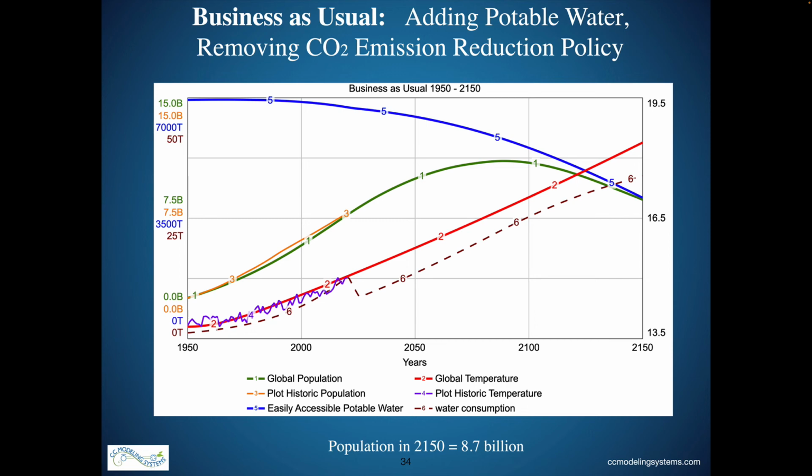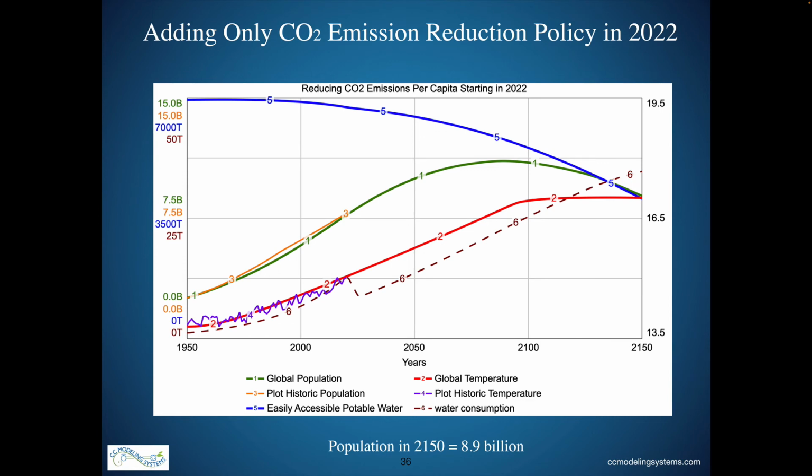This business as usual graph has global population in 2150 at 8.7 billion people and falling. This graph just shows the UN population projection for 2050 to 2100 and the IPCC projection for global temperature for 2040. The current model output still captures these projections well.